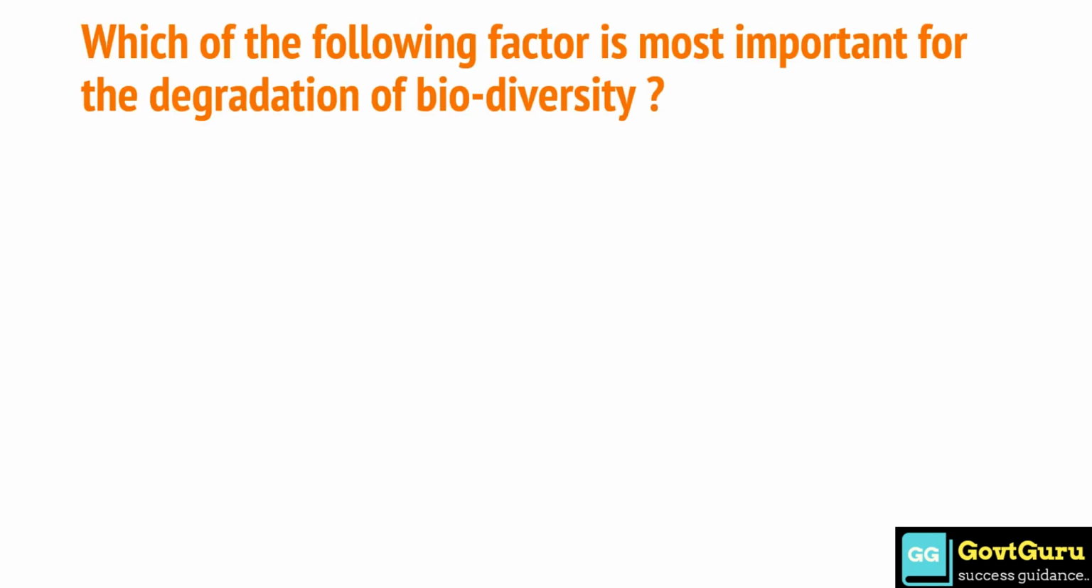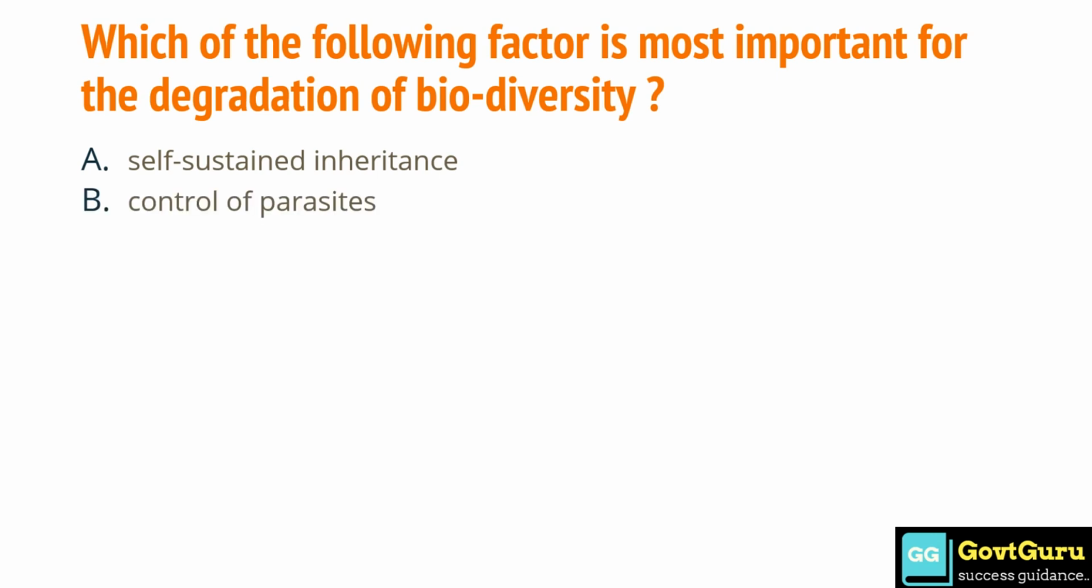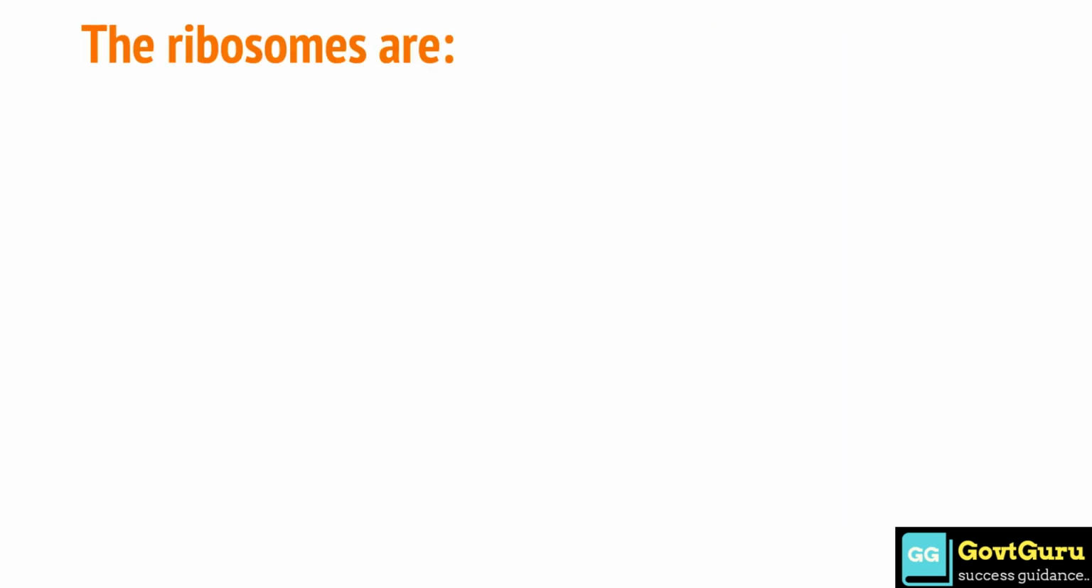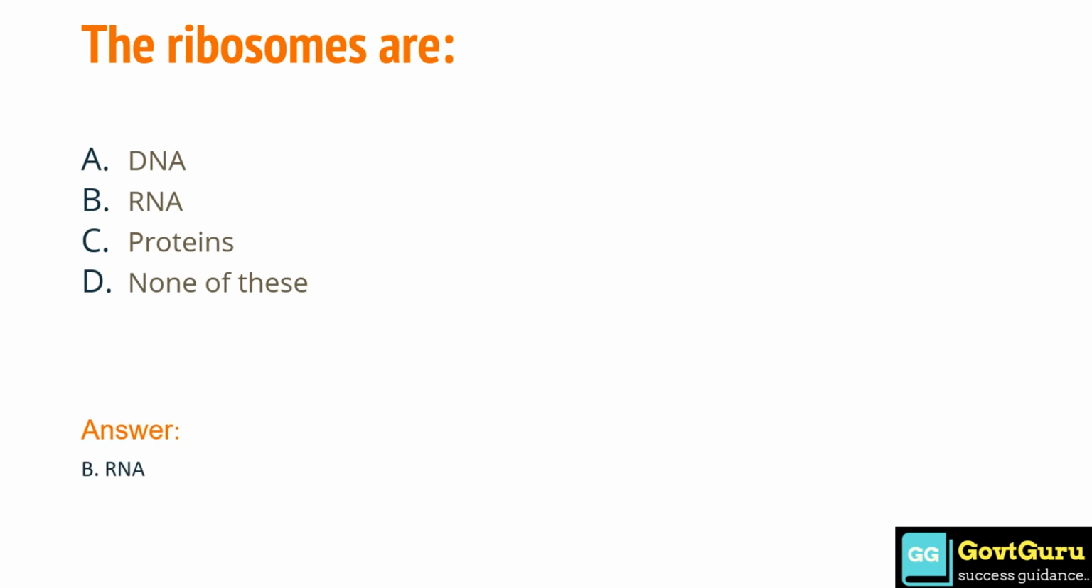Which of the following factor is the most important for the degradation of biodiversity? Option A, self-sustained inheritance. Option B, control of parasites. Option C, destruction of natural habitat. Option D, insect control. So the correct answer is option C, destruction of natural habitat. The ribosomes are option A, DNA. Option B, RNA. Option C, proteins. Option D, none of these. So the correct answer is option B, that is RNA. The ribosomes are RNA.